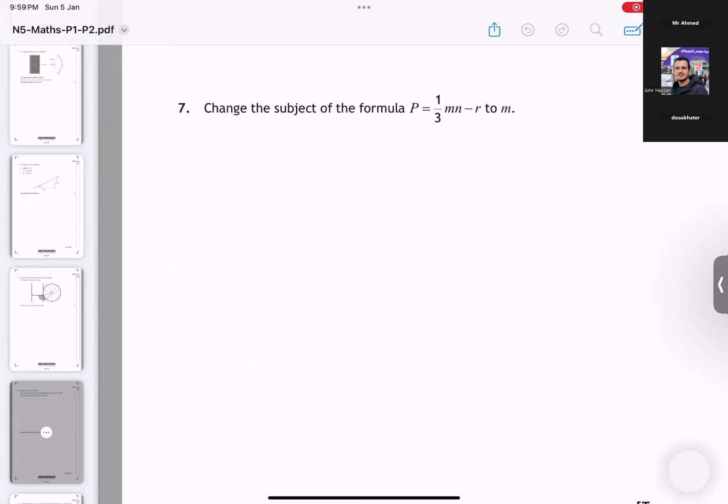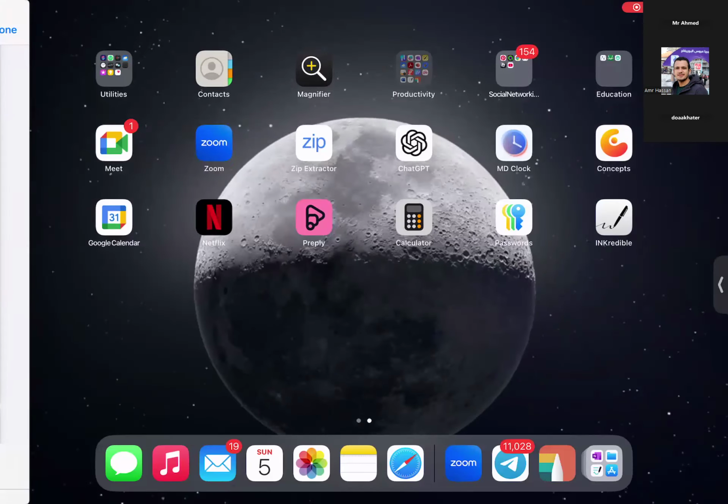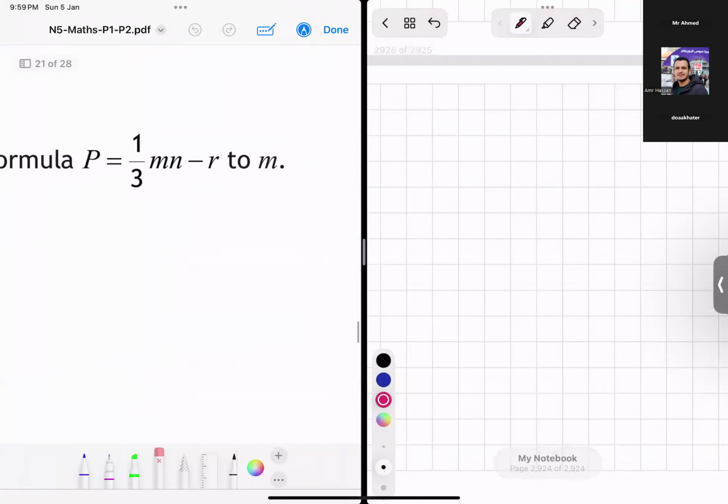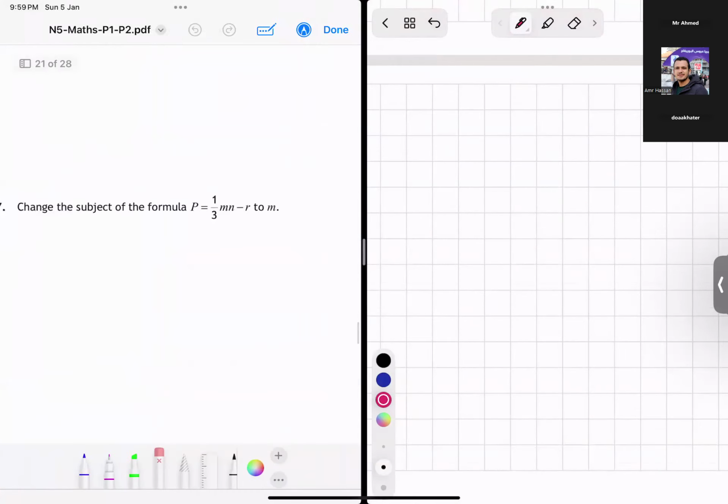A lot of letters. What is this one? The point is to change the subject of the formula to M, which makes sense. M must be isolated. No, the point is, let me write it. B equals 1/3 Mn minus R, right? Yeah.